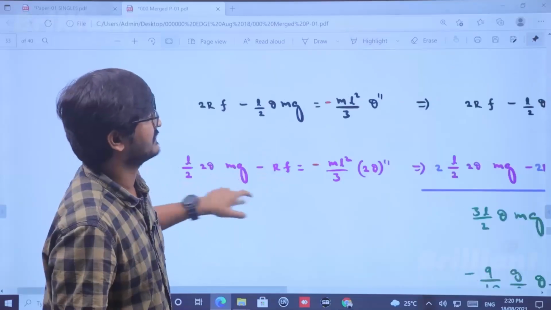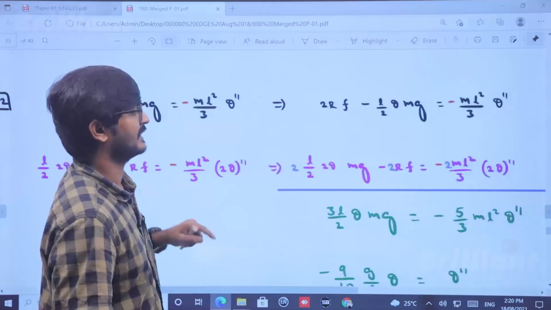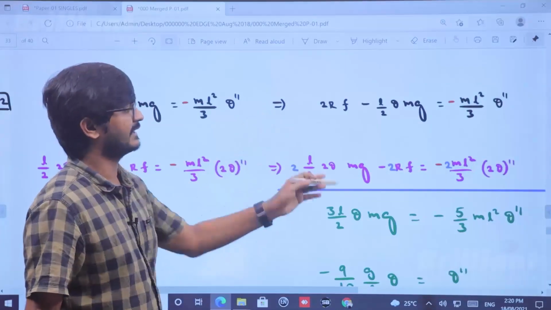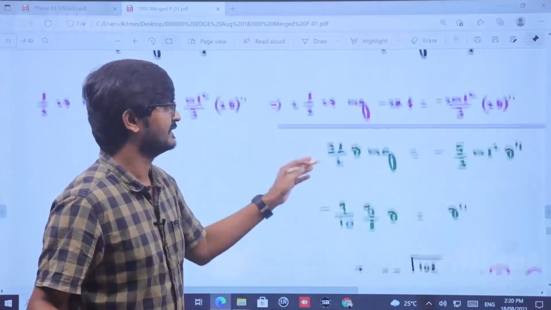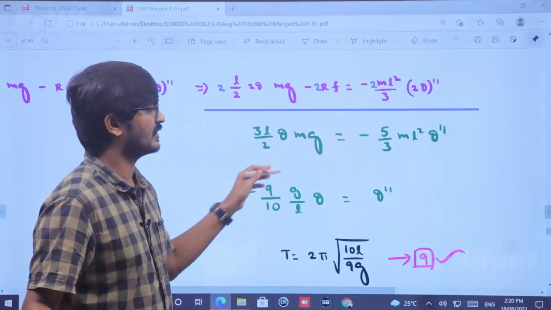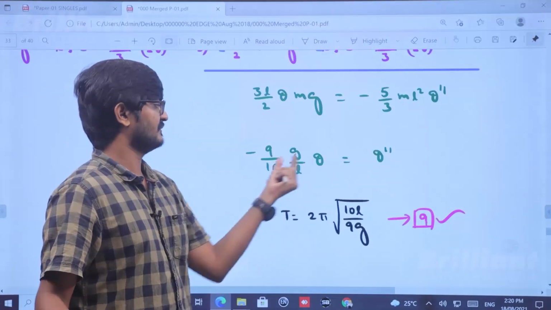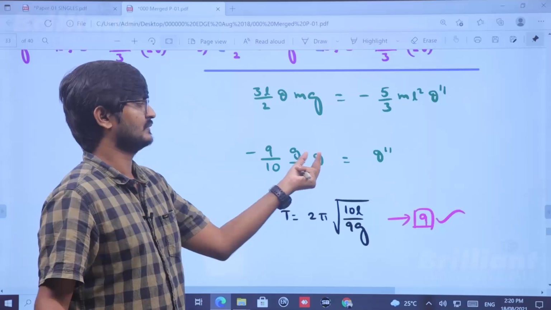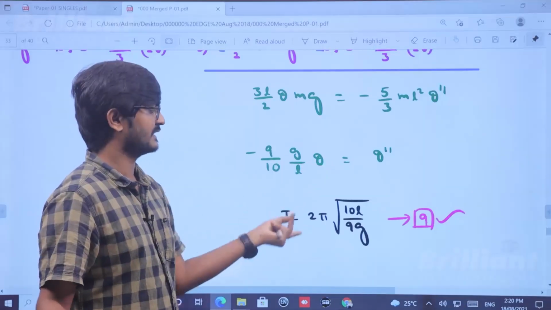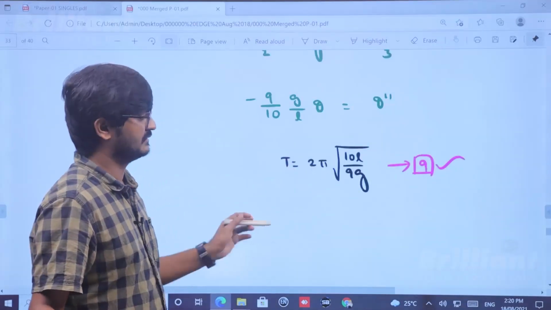Now there are two equations, so you can modify them. The unnecessary thing is the contact force, so you can eliminate that contact force. Then you will end up with this equation. You can modify this equation and get it into SHM form. Double differentiation of something equals minus omega square into that thing. So you can get the time period as 2 pi by omega, right?